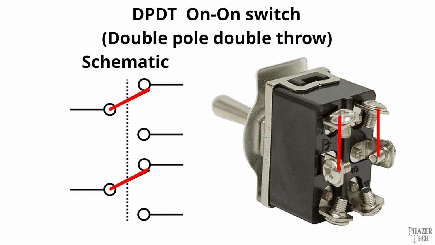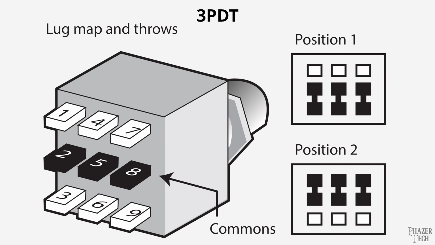Now let's look at a 3PDT foot switch, which works the same as the previous example, but now we have 3 poles, which means 3 separate switches that are independent from each other. In one position, these 3 connections are made, and in the other position, those connections are broken, and instead these 3 connections are made.